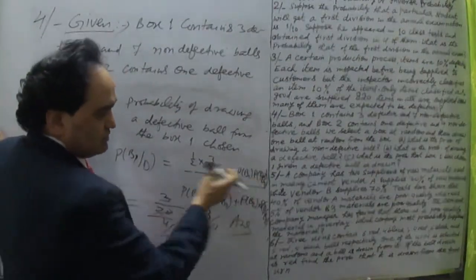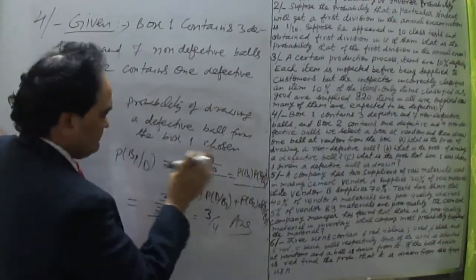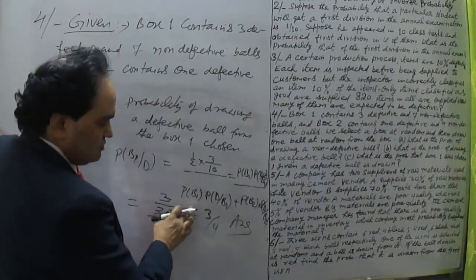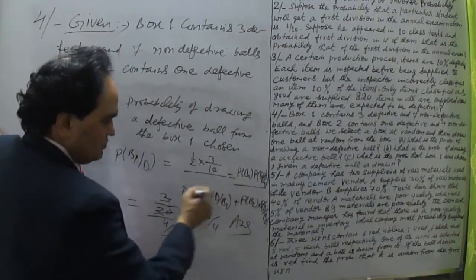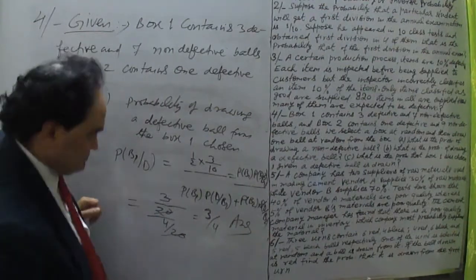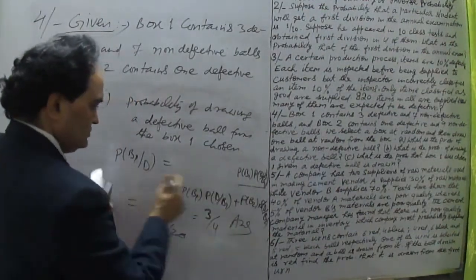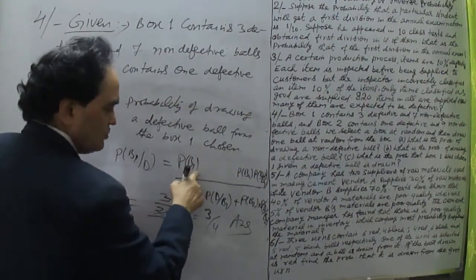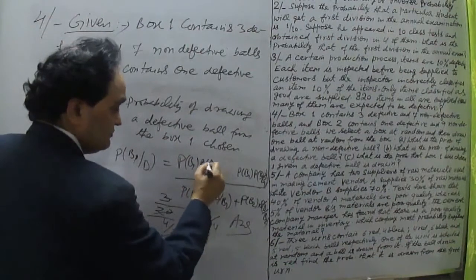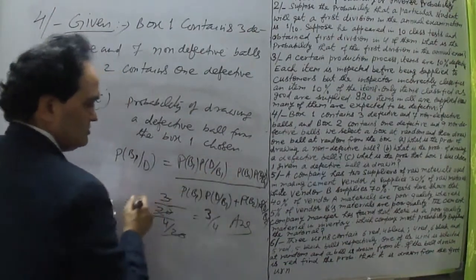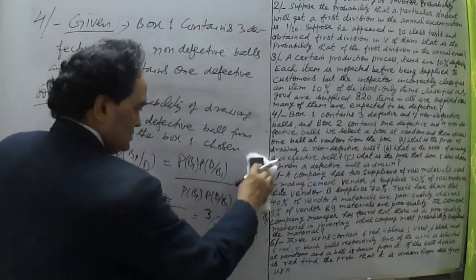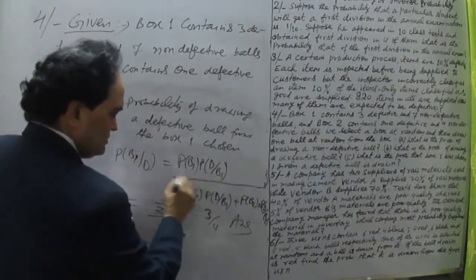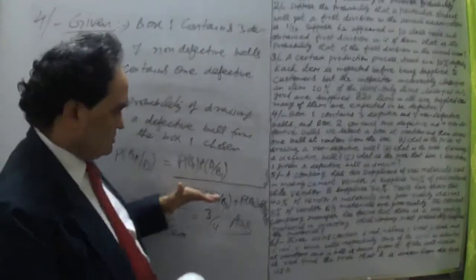Why? With respect to B1, box B1, D is defective, so D upon B1, divided by this probability of B1, the same value. Let me write here this value: probability of B1, box 1 selected, into probability of defective ball from box 1. This we have to select here. Okay, so in this way, this divided by this, we have already calculated the sum of these two.